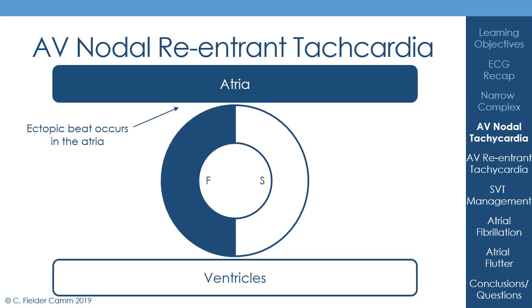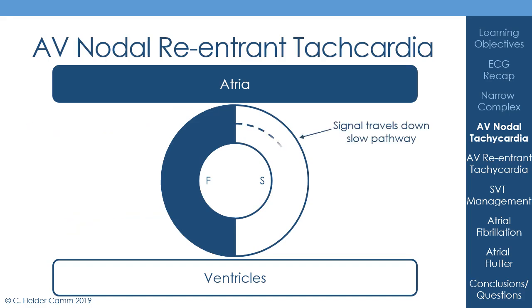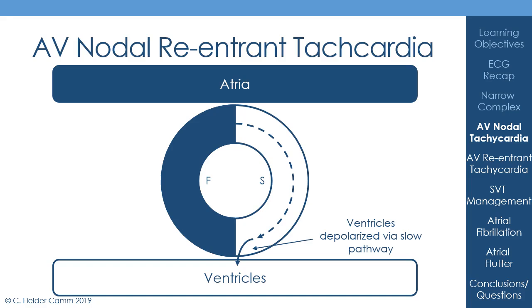But if you get an ectopic beat occurring in the atria, and it has to occur at exactly the right moment, then what will happen is that depolarization will reach the AV node when the slow pathway is ready to take a signal, but the fast pathway isn't. And so what happens then is the fast pathway is still refractory, so the signal travels down the slow pathway. And so the ventricles are then depolarized by the slow pathway.